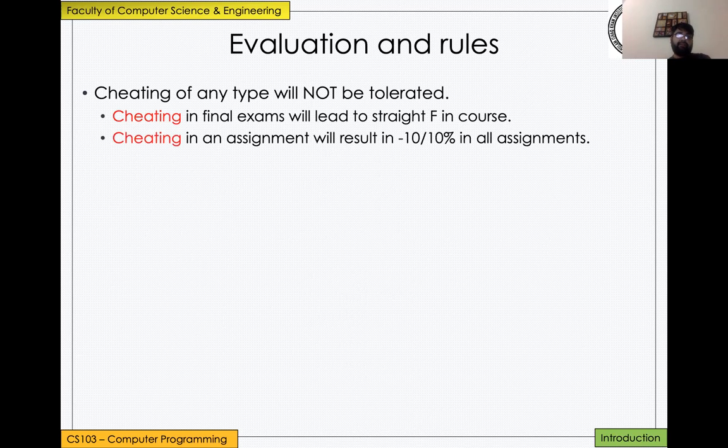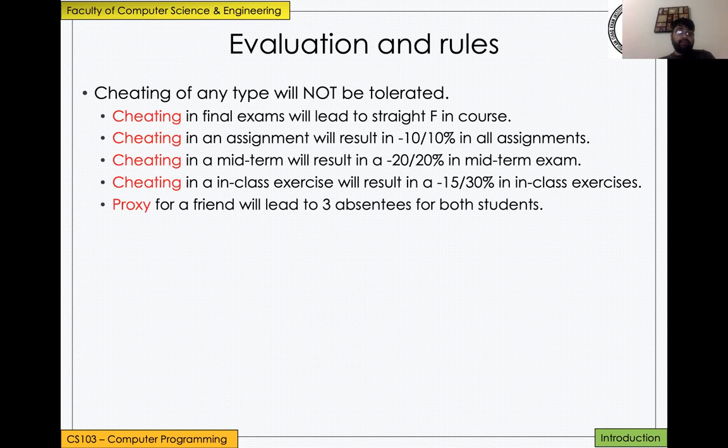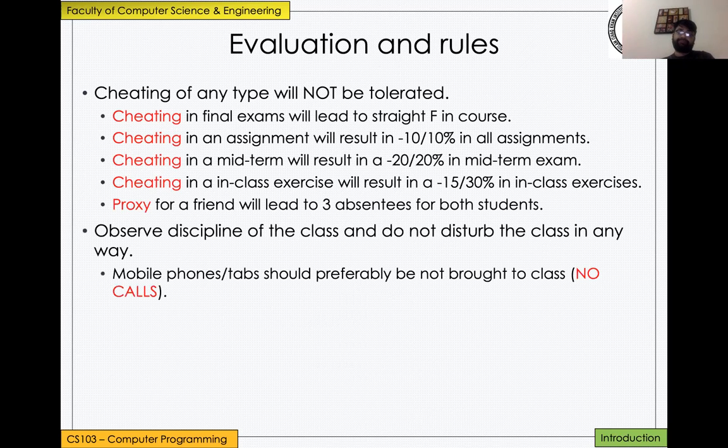Cheating in an assignment will result in -5 out of 5% in all assignments, although I didn't find anyone cheating, so I'm quite happy with the solutions here. Cheating in a midterm will result in 20 out of 20% lost in the midterm exam, and cheating in an in-class exercise, which constitutes 10%, I have not found anyone cheating here as well, so this is also not going to be implemented. Proxy for a friend will lead to 3 absentees for both students. Observe discipline of the class and do not disturb the class in any way.